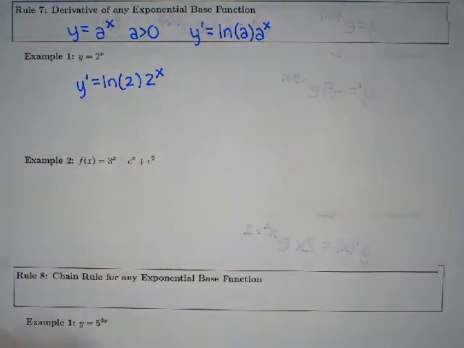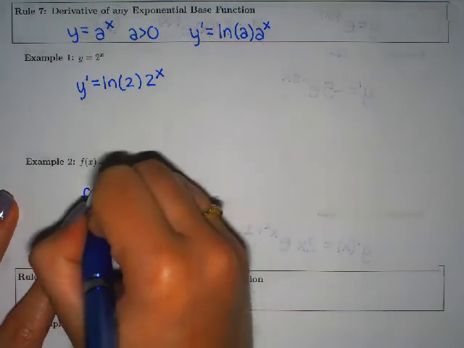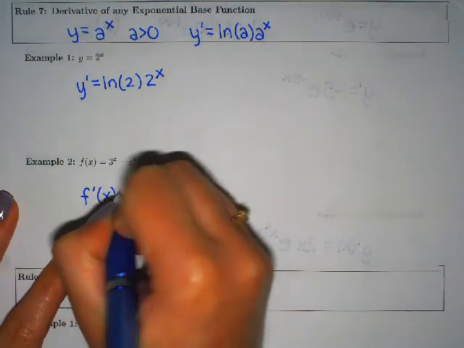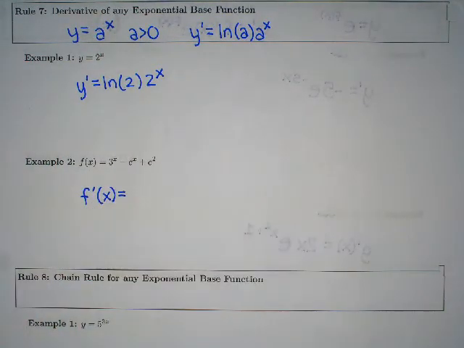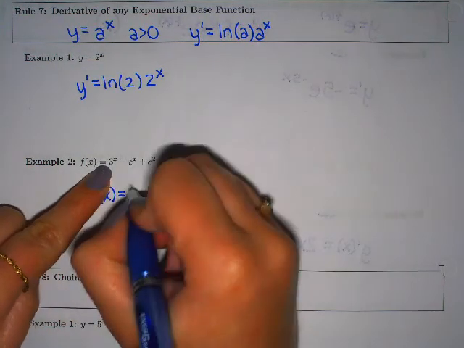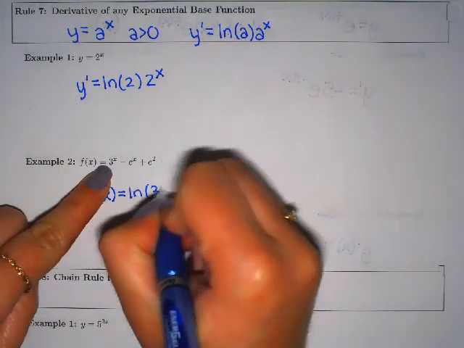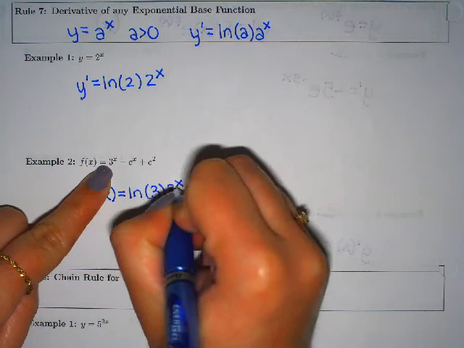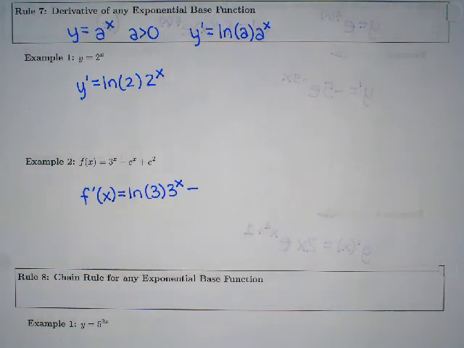Okay, let's keep using that rule. See if you can try the next one. You can pause the video and come back. What's the derivative of 3 to the x? It's going to be ln of 3 times 3 to the x.